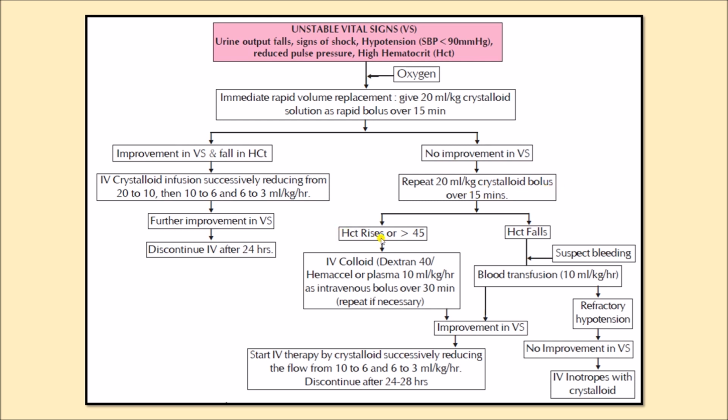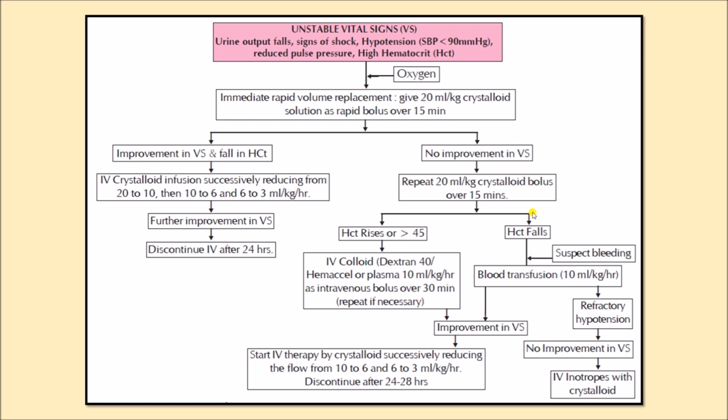If the hematocrit rises or is more than 45, in that case we have to shift to colloid. IV colloid, we can give dextran 40 or hemaxil or plasma, etc. And the rate is 10 ml per kg per hour as intravenous bolus over 30 minutes. So if the crystalloid bolus even on repetition does not work and the hematocrit keeps on rising, then we have to give colloid, and the rate is 10 ml per kg per hour. It is also given as bolus for next 30 minutes.